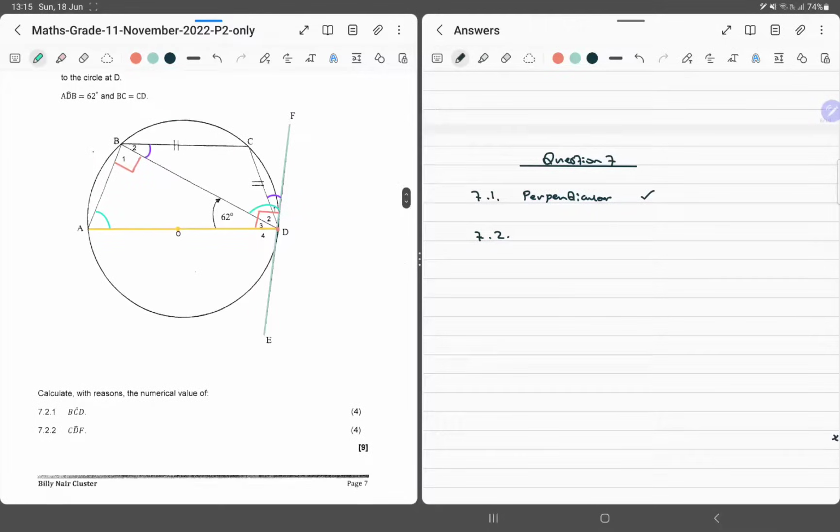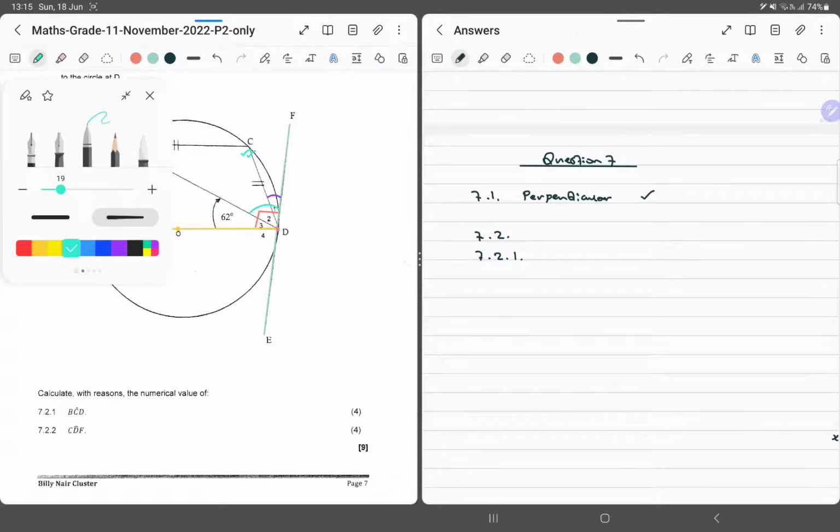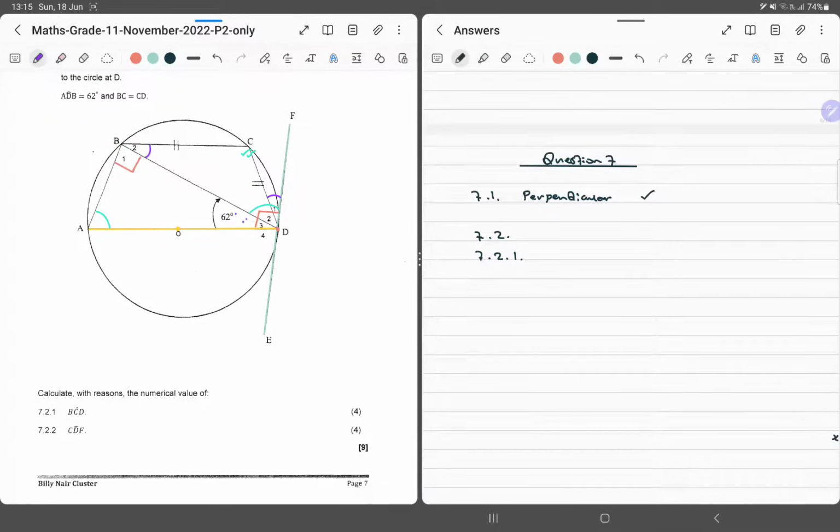Now we've got 7.2.1. Calculate with reasons the numerical value of BCD. BCD, so this angle right here. How do we deal with that angle? The best for us is to start in this triangle. If we start in this triangle here, you will see that we've got more than enough.